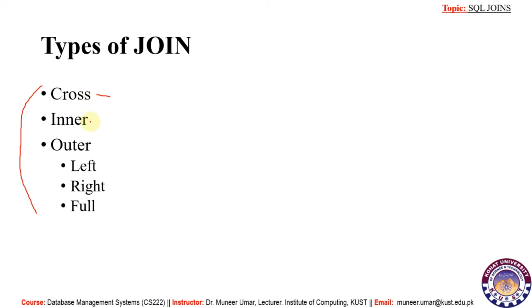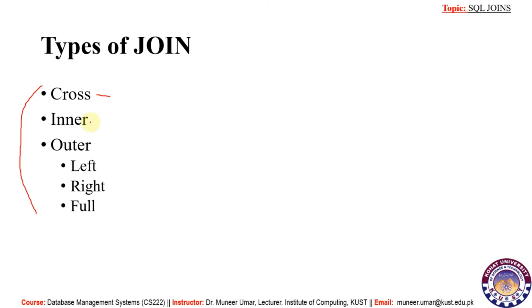Then in inner join we will get the matched data from both the tables. By matched data I mean the data which is under the common attribute and that is present in both the tables.